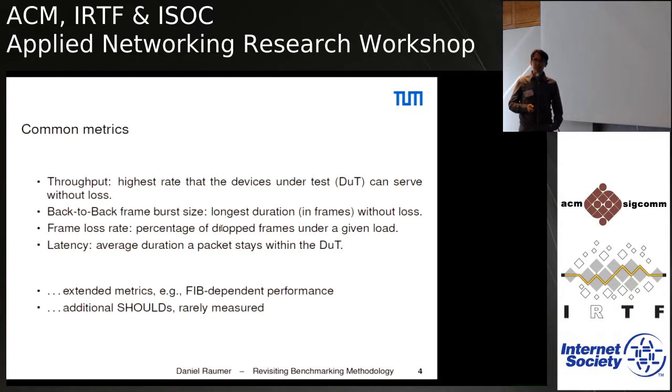The common metrics from best practice benchmarking that are defined in RFC 2544 are, first, throughput, which is defined as the highest rate a device under test can serve without packet drops. Then there is the back-to-back frame burst size. To determine that, you send as many packets or frames back-to-back as possible, and then look at the longest burst a device under test can serve without any drops.